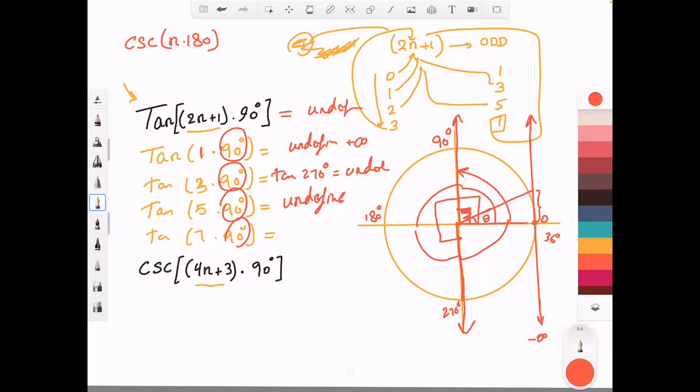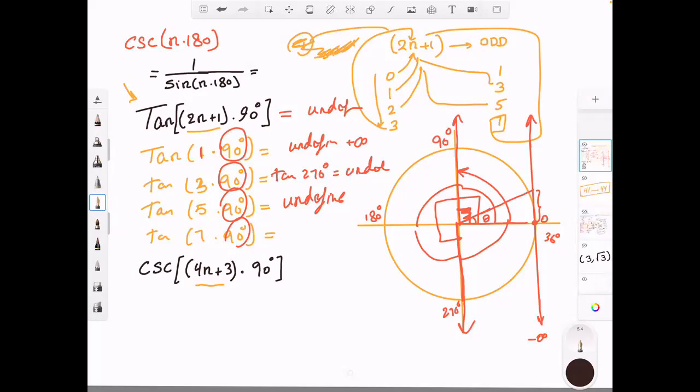What I'm saying is, if you start at 0 degrees to start counting, you'll go to 180, and cosecant of 180, or of that angle. Okay, hold on, cosecant of 180 is the same as 1 over sine of n times 180, correct? So now let's see if n equals 0, let's make another layer for you guys.